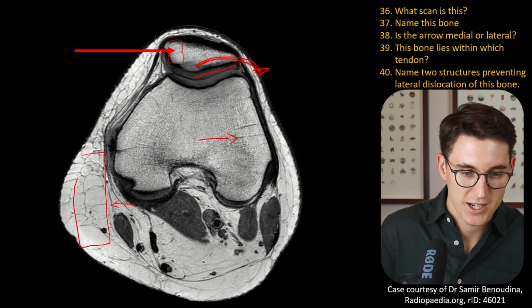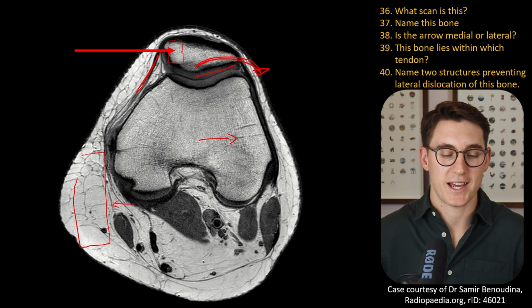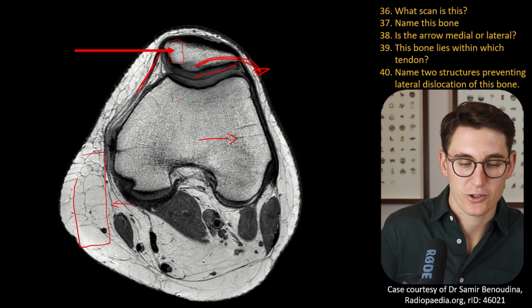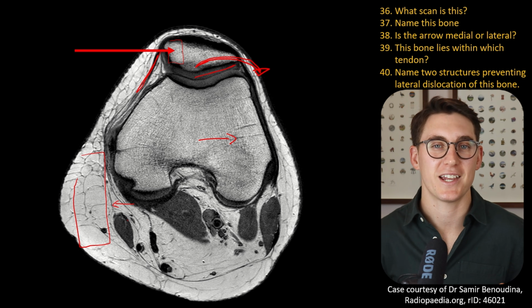Well, the first is this medial retinaculum here, a fibrous tissue that is preventing that patella from moving laterally. And secondly, we have this groove within the femur. This is our trochlear groove. Trochlear meaning pulley. You'll see trochlear coming up over and over again in anatomy.